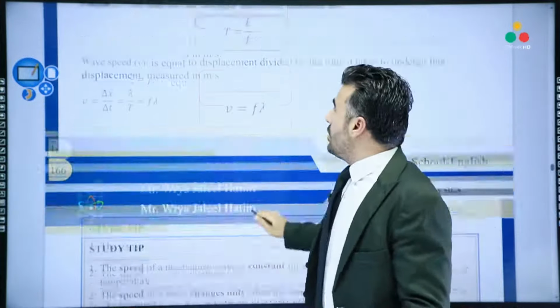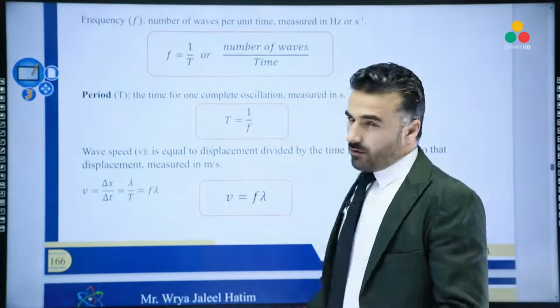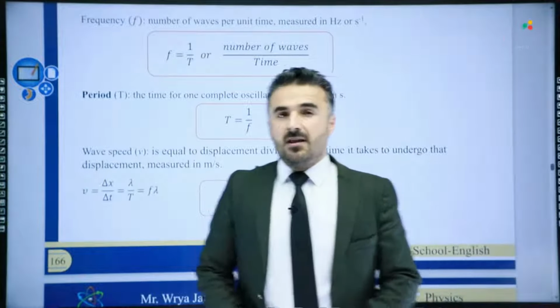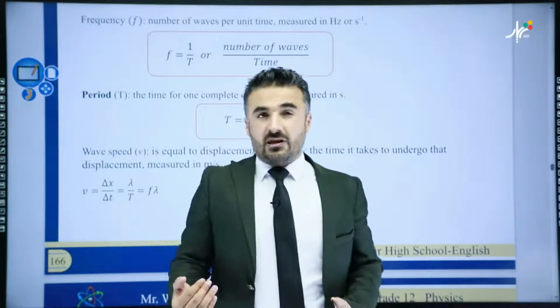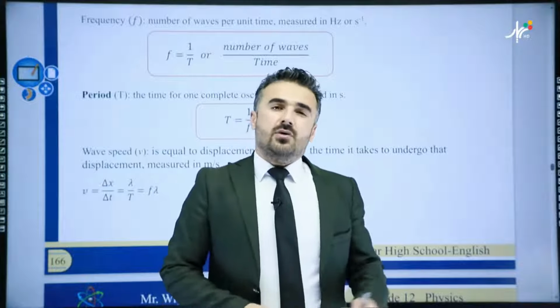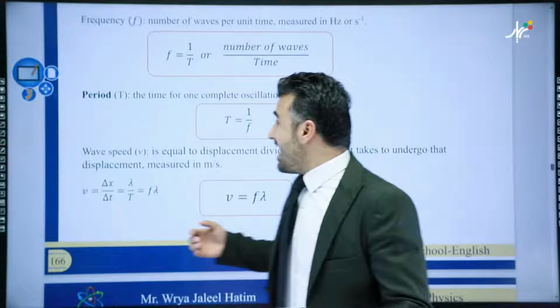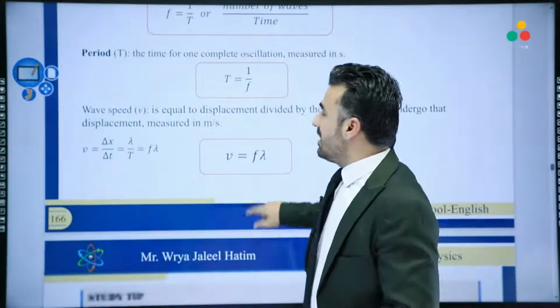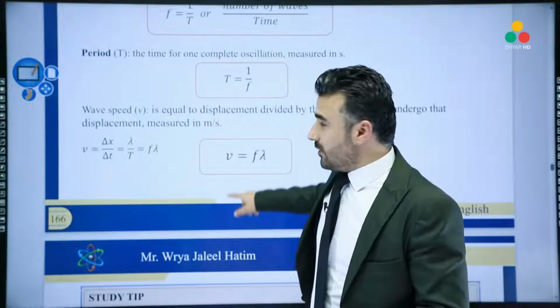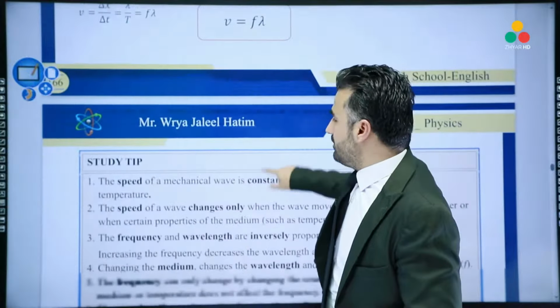So far now, we have 2 or 3 equations. One of them is for the period, which is 1 over the frequency, yes? And the other one for the frequency equals 1 over the period, and then we have another equation here for the speed of the wave, which equals frequency times the wavelength.